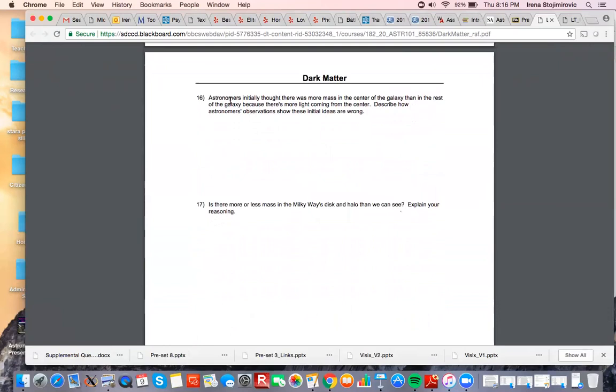So let's see. Astronomers initially thought there was more mass in the center of the galaxy than in the rest of the galaxy because there's more light coming from the center. Describe how astronomers' observations show these initial ideas are wrong. And it's because if you move out towards even where it is vast, it's not so dense throughout the solar system. The stars are still moving at like a constant rate.